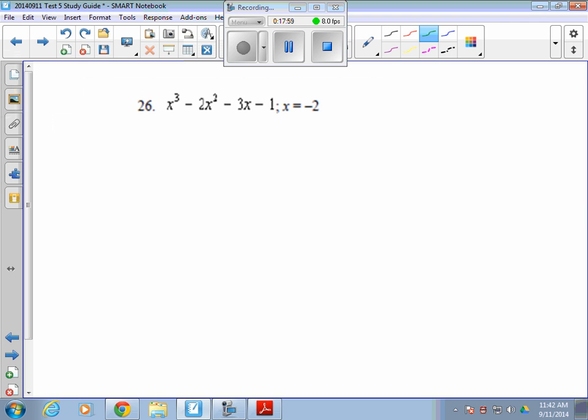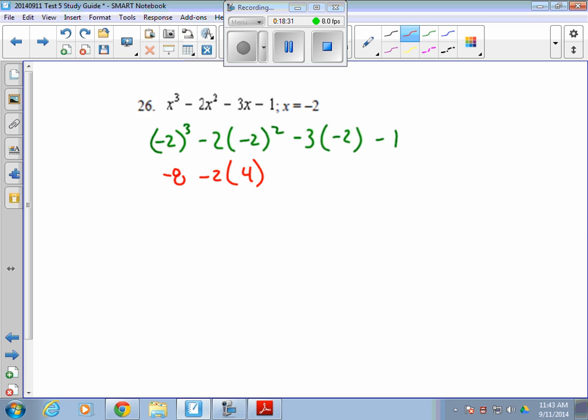Number 26 says x to the third, or x cubed minus 2x squared minus 3x minus 1 when x is negative 2. Again, it goes inside of parentheses when you sub it in. Negative 2 cubed minus 2 times negative 2 squared minus 3 times negative 2 minus 1. So do your exponents first. Negative 2 cubed means negative 2 times negative 2, which is positive 4, times another negative 2, which gives you negative 8. Minus 2 times negative 2 squared means negative 2 times negative 2, which is positive 4, minus 3 times negative 2, minus 1.